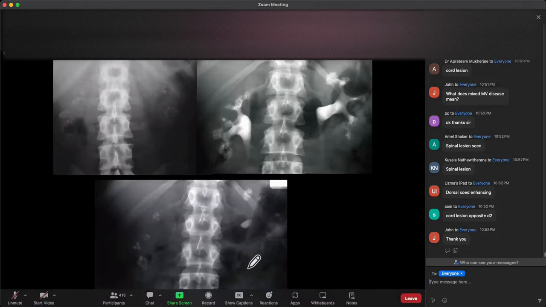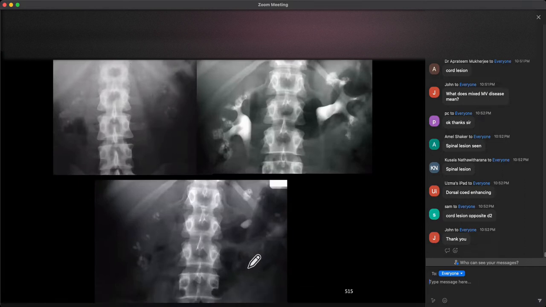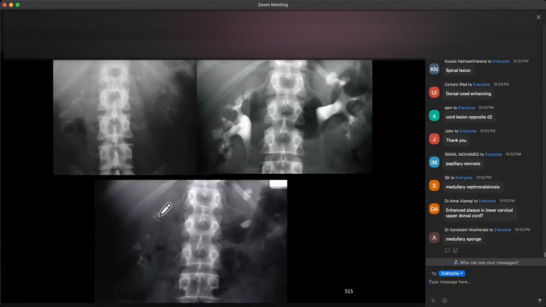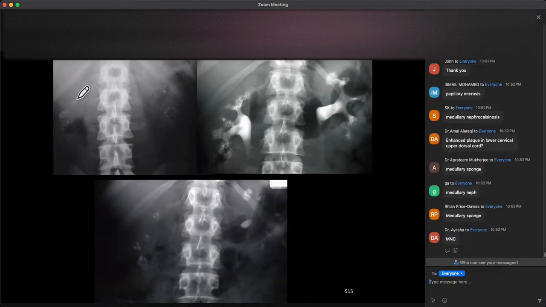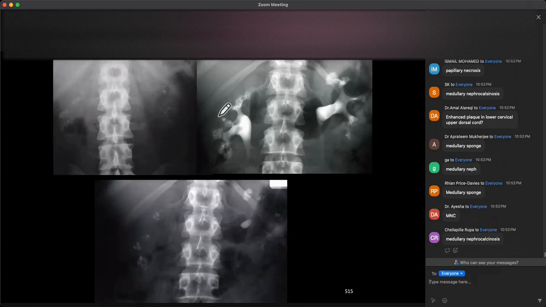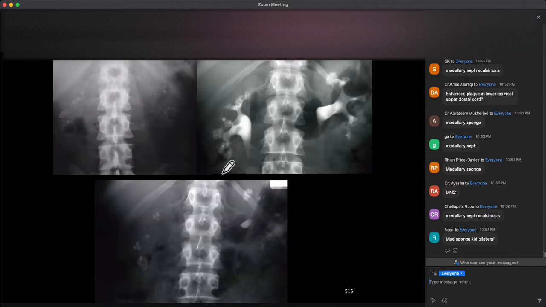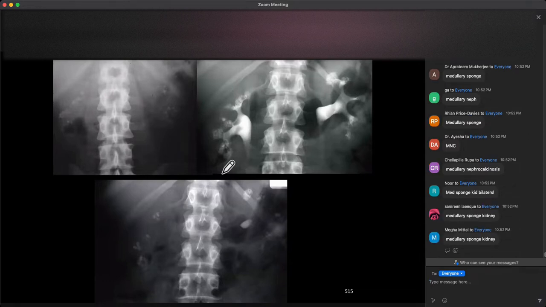Okay, what's the diagnosis here? Yeah, medullary sponge kidney. So medullary sponge kidney gives you the calcification, which looks like a bunch of grapes. Okay. And medullary sponge kidney is the only cause of nephrocalcinosis that doesn't cause shrinkage of your kidneys. So whenever you see that, think about medullary sponge kidney.